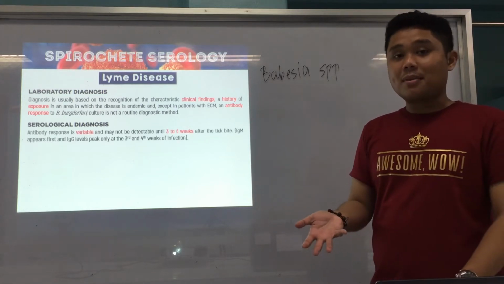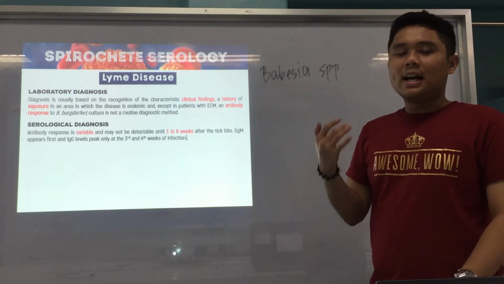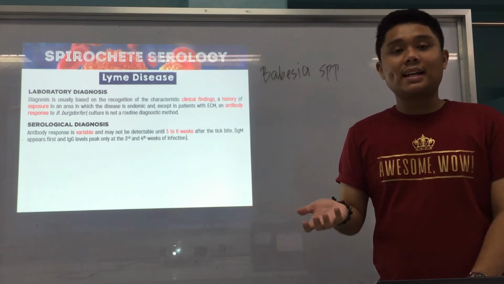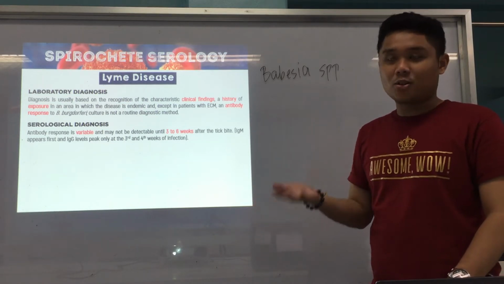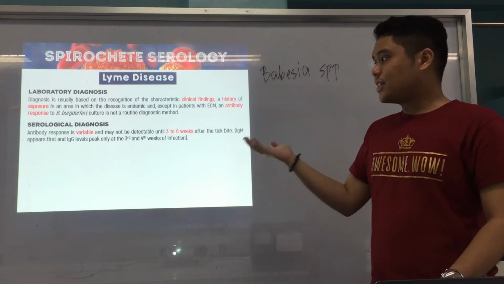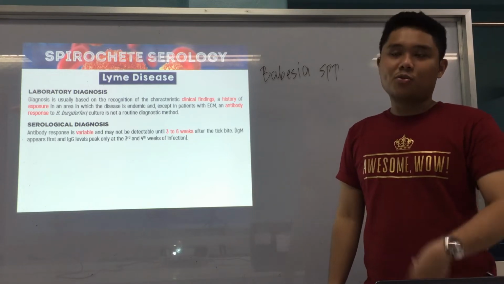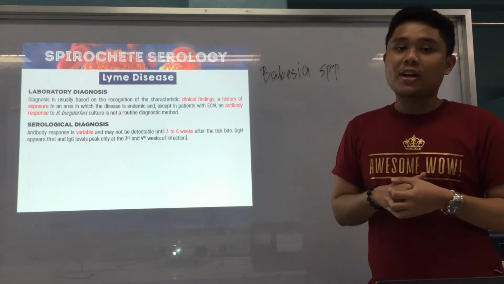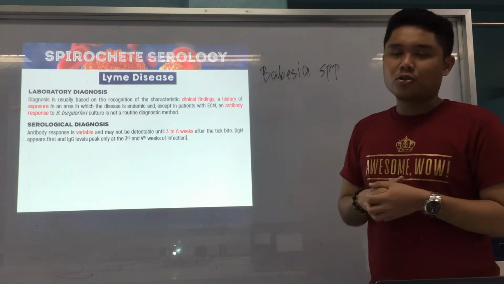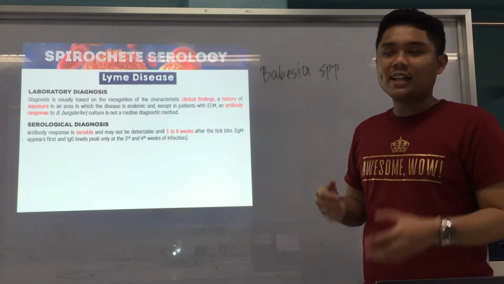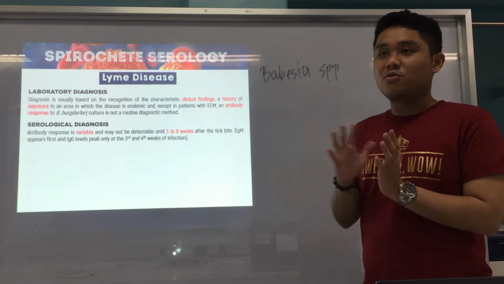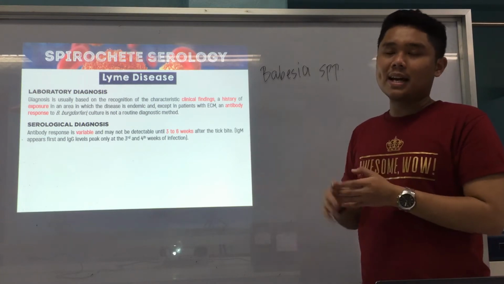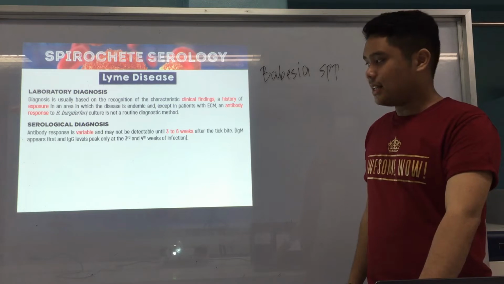Again, we test for antibody, but it's variable and may only be detected after about 3 to 6 weeks. So it takes quite a while, 3 to 6 weeks after the tick bite. Of course, IgM appears first, and IgG peaks at the 3rd and 4th weeks of infection. So it takes quite a while. So it's much more applicable for late or disseminated Lyme disease.